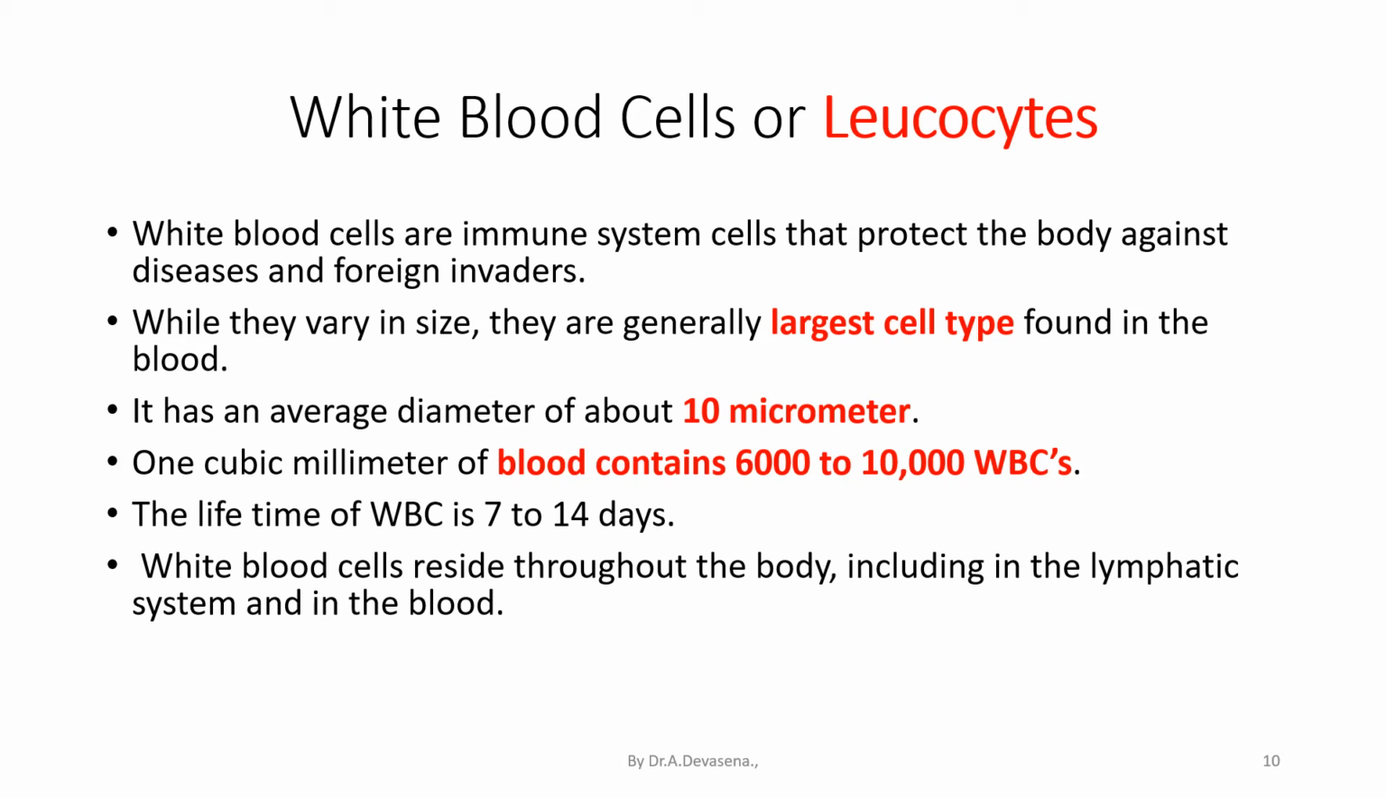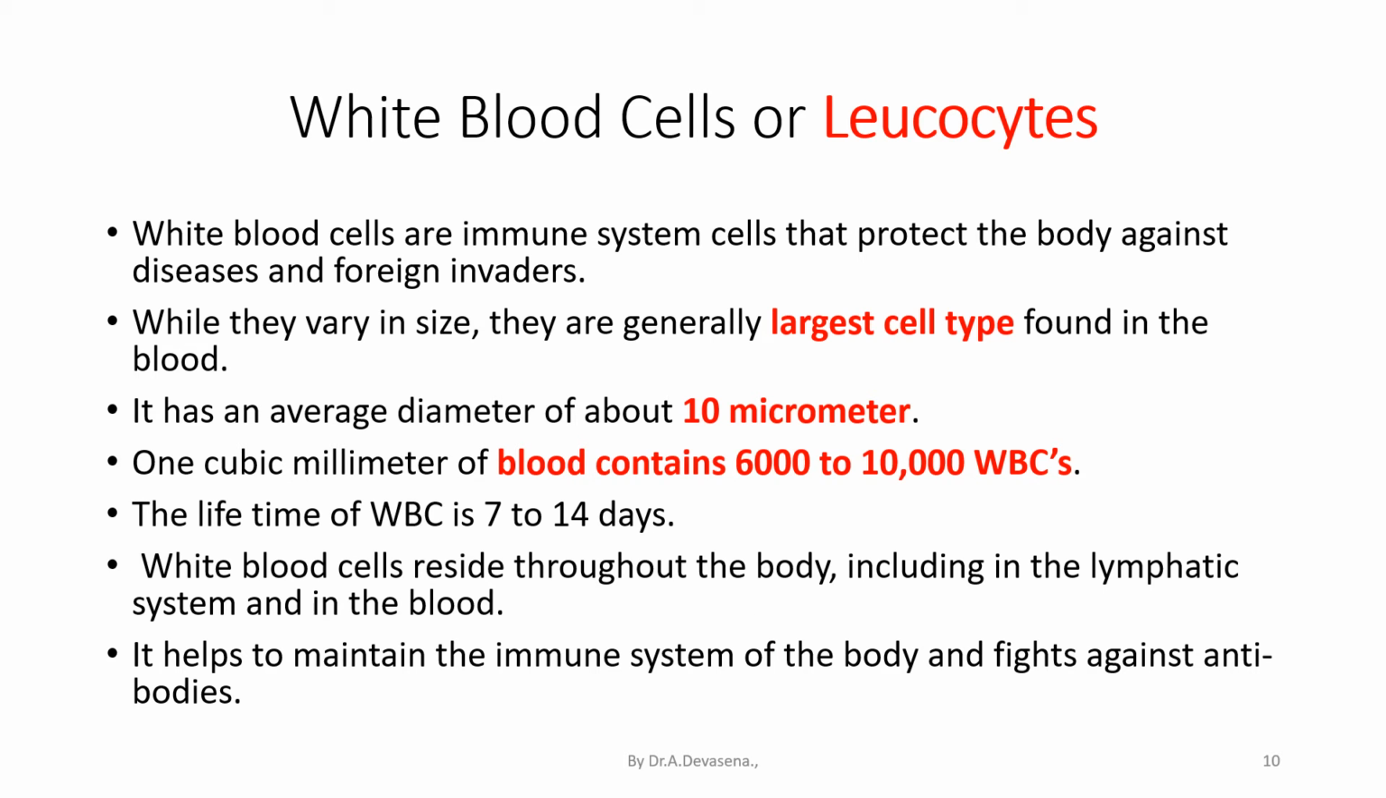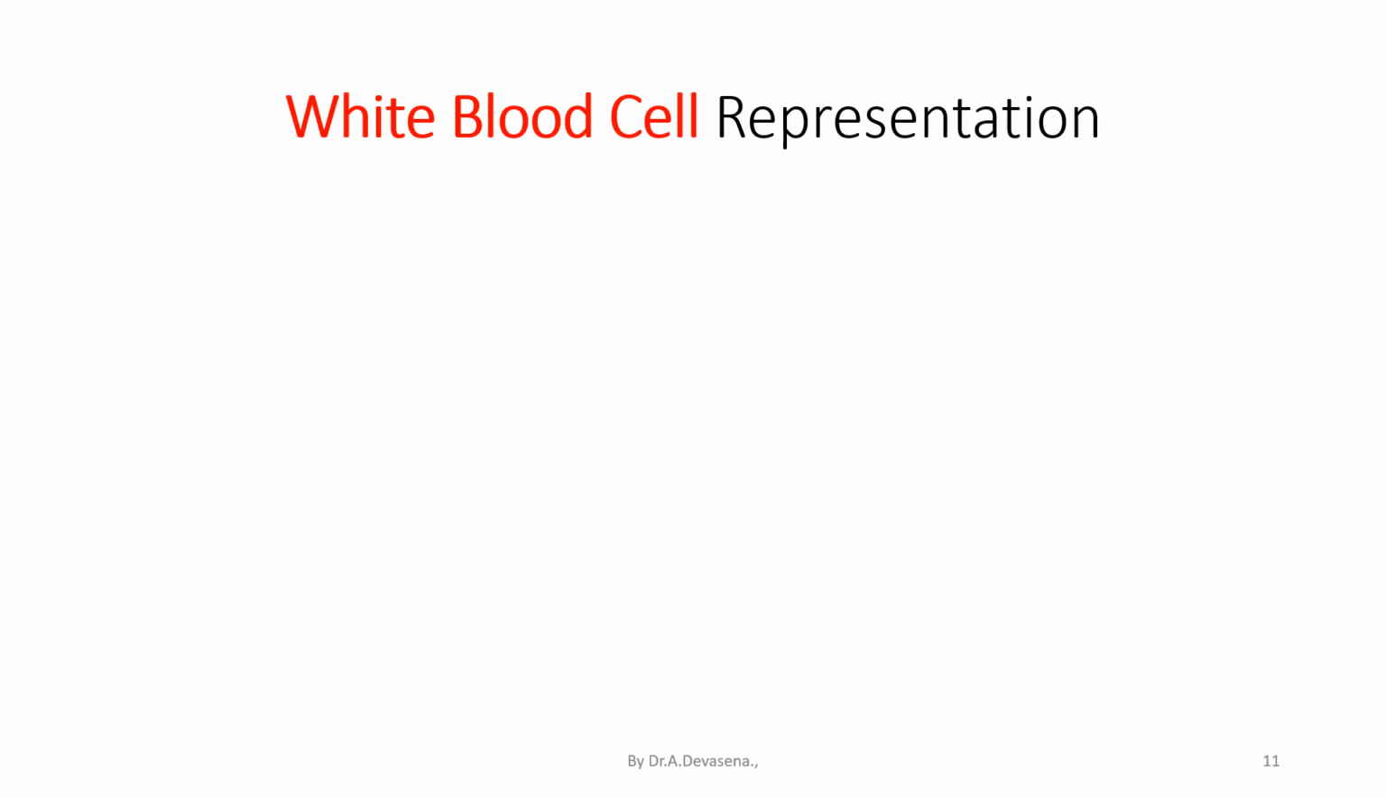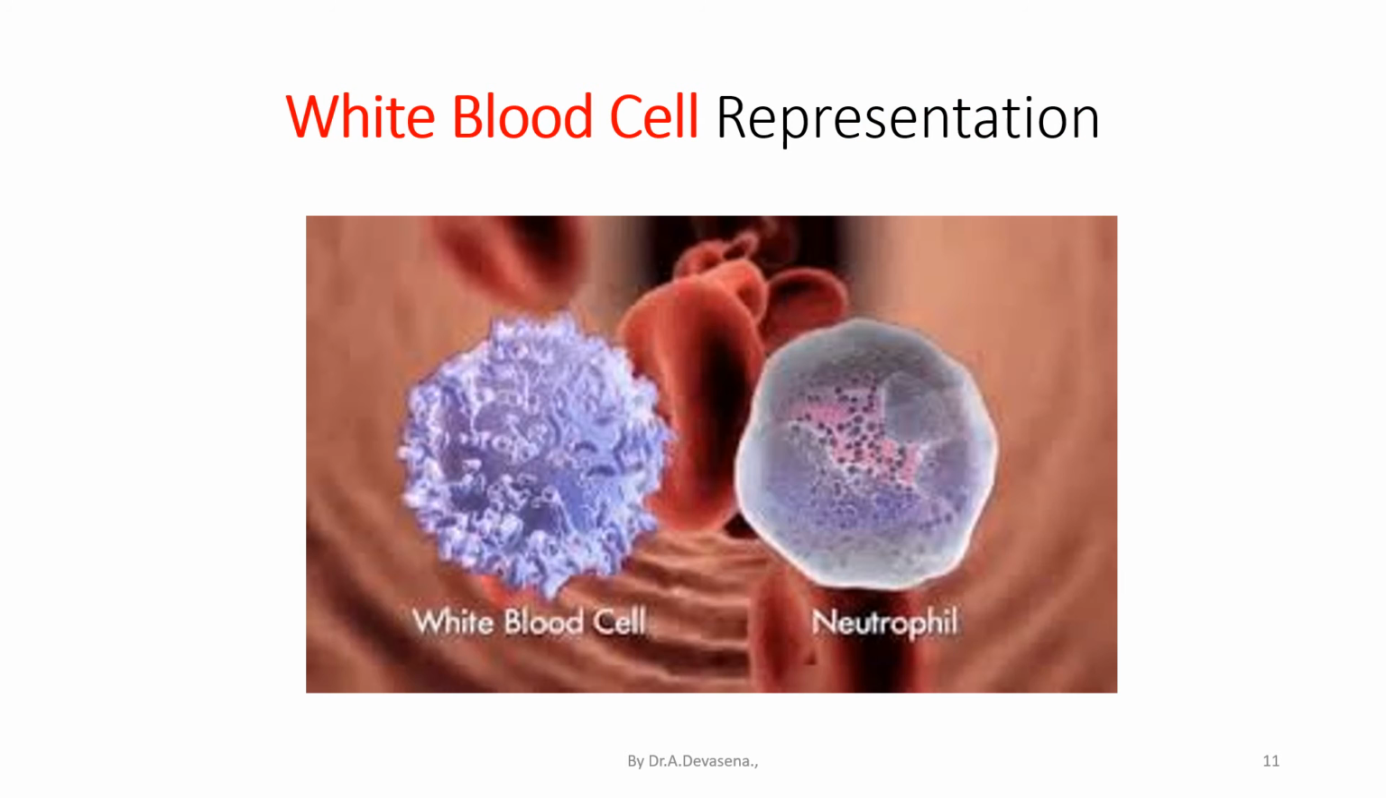White blood cells reside throughout the body, including in the lymphatic system and in the blood. It helps to maintain the immune system of the body and fights against infections. White blood cell representation is shown below.